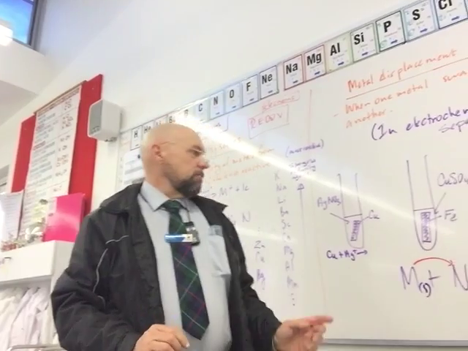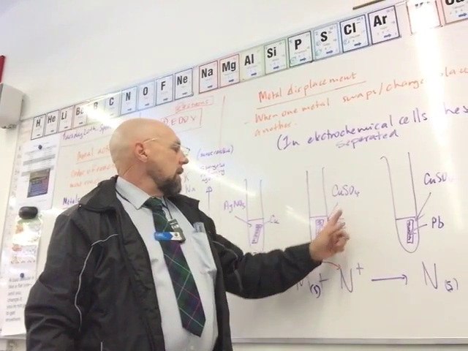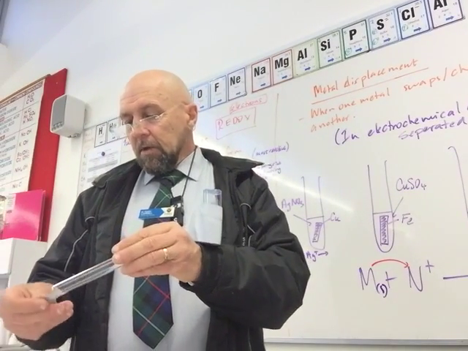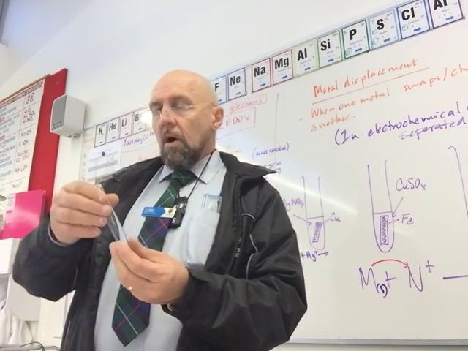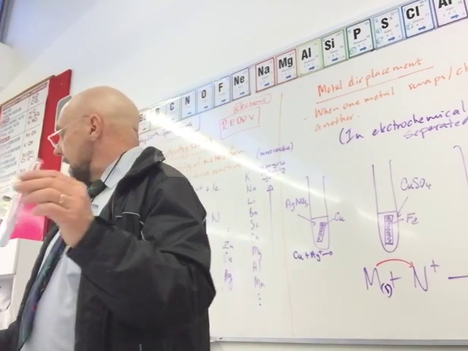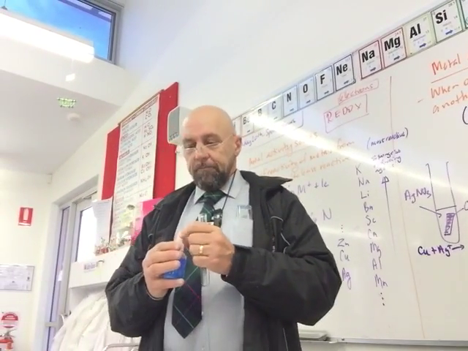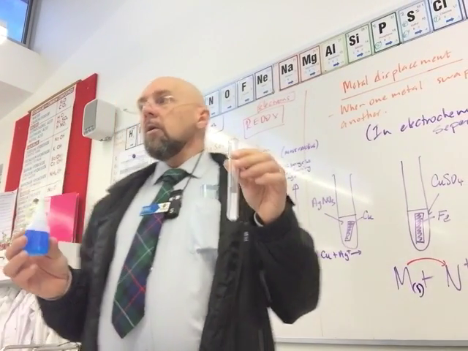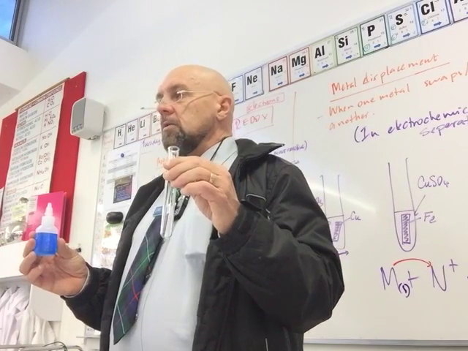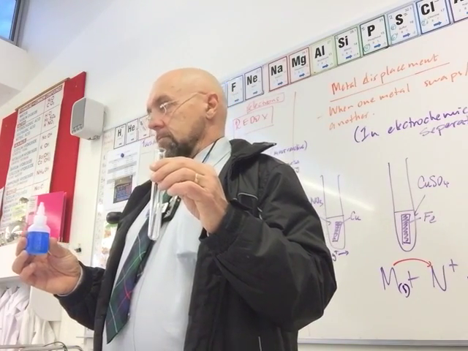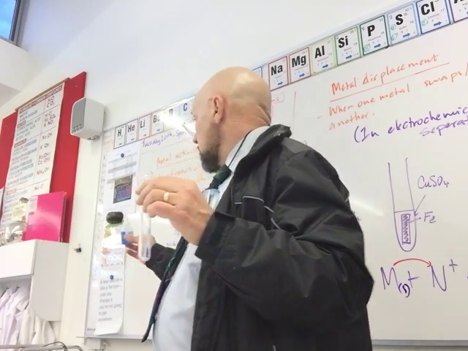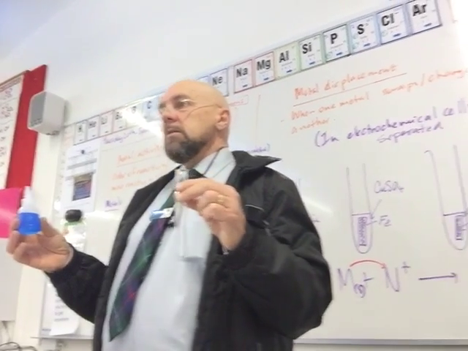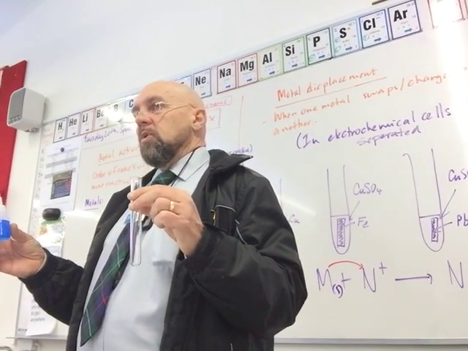Let's have a look at another combination. Iron and copper sulfate. I think I've got iron in one of these. Yep, here it is. Here is a piece of steel, or iron in this case, Fe. And I'm going to add to that copper sulfate. Copper sulfate is a blue solution. Iron and copper. Where is iron on the activity series relative to copper? Above? Okay. So iron is above copper? Yes. Are we going to get a reaction then? No. We should get a reaction, shouldn't we?